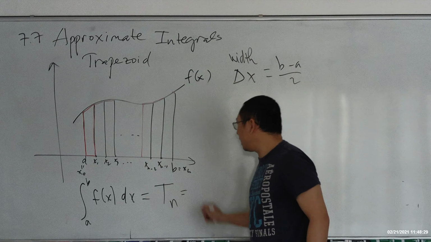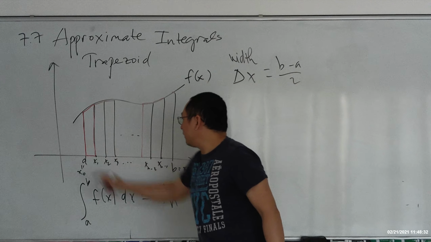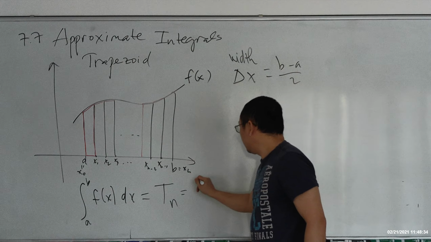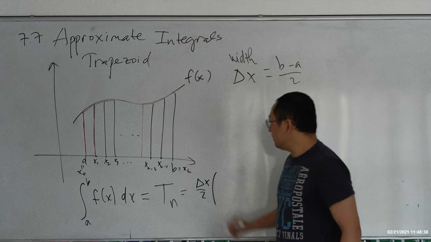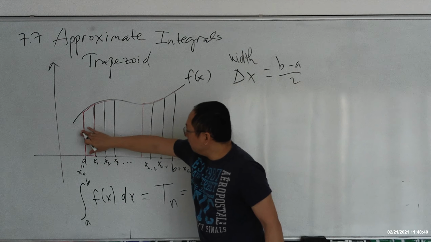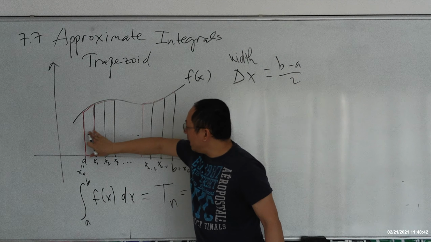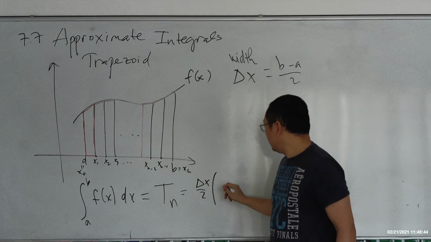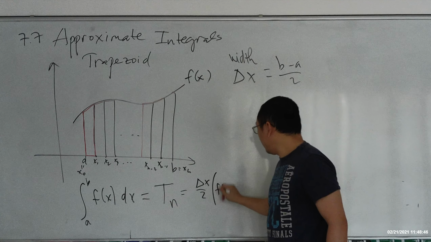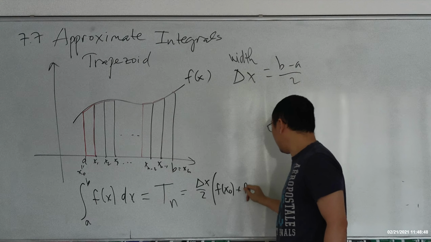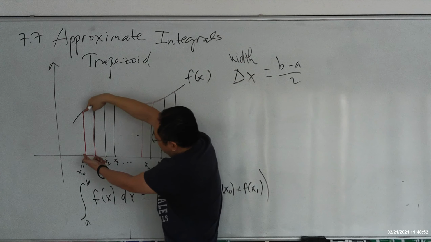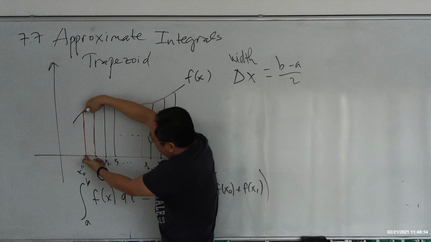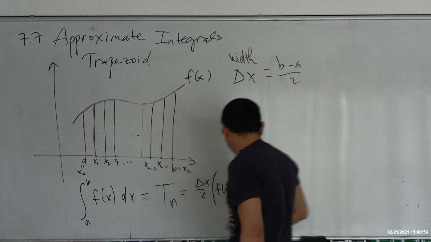The approximation here is going to be what? The area of the first one is going to be delta x over 2 times small base plus big base, which is f of x0 plus f of x1. You see what we're talking about right here? This space right here is the height. This is f of x0. This is f of x1.